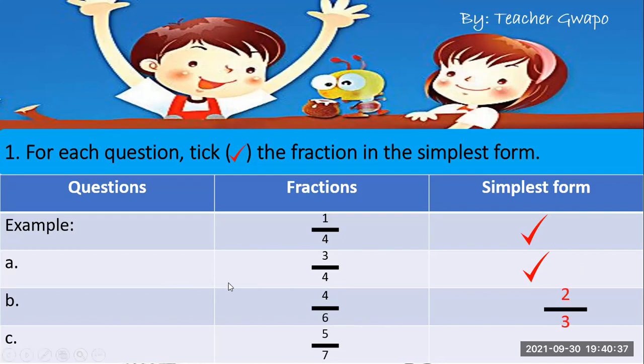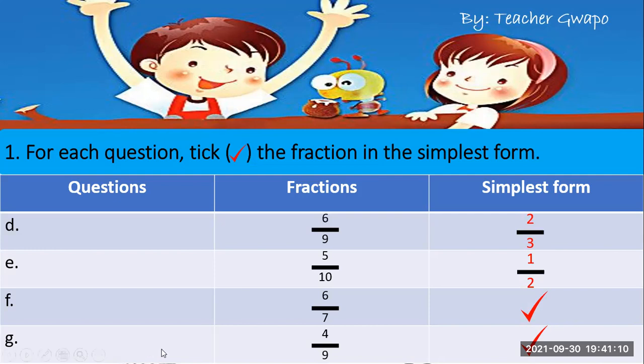Letter C, 5 over 7. Okay, this is in simplest form. So we tick letter A and letter C. And letter D, 6 over 9. 6 over 9 is not in simplest form, so we will not tick. Okay, 5 over 10, is this in simplest form? No, because we can divide. So in letter D, the simplest form of 6 over 9 is 2 over 3. And in letter E, the simplest form of 5 over 10 is 1 over 2.